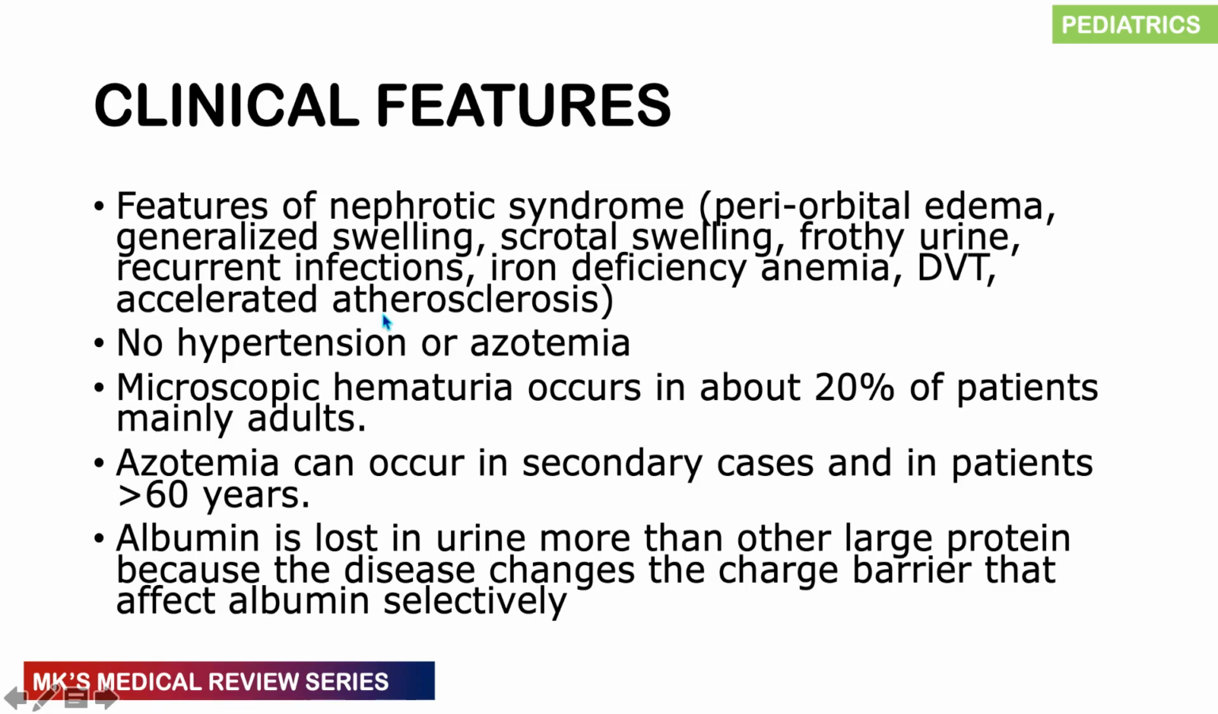There is no hypertension or azotemia that is associated with this type of minimal change disease, especially in the pediatric population, but they may have microscopic hematuria in about 20% of the cases, but it's much more common in adults. Remember that azotemia can be seen in the secondary causes, and often it's seen in patients that are above 60 years, so I won't go into details of it. And remember that the main protein that you're losing in the urine is albumin, and generally because you lose those negative charges that are there on the basement membrane because you've lost those proteoglycans, and also effacement of the foot processes.